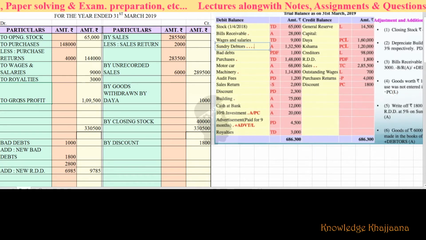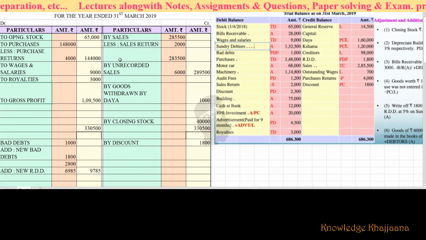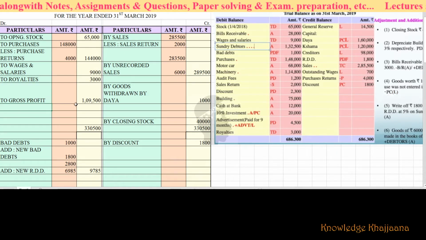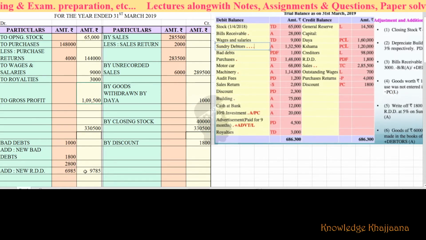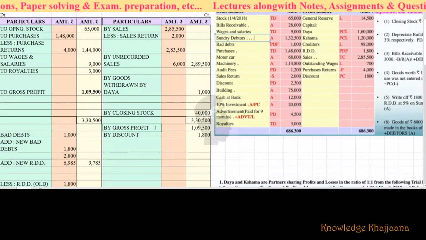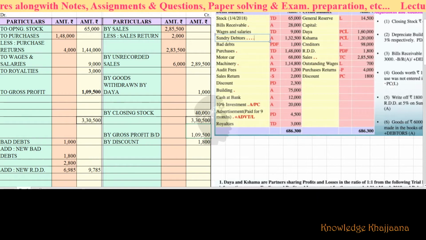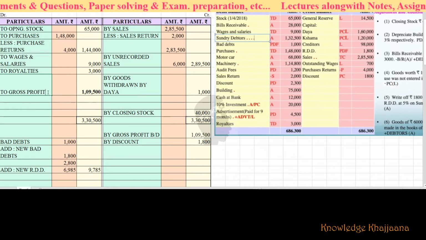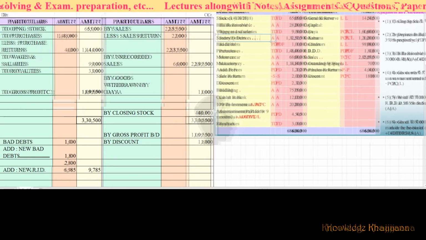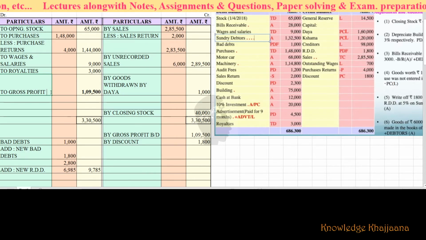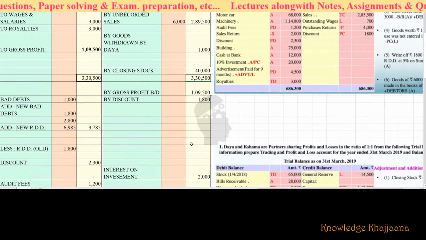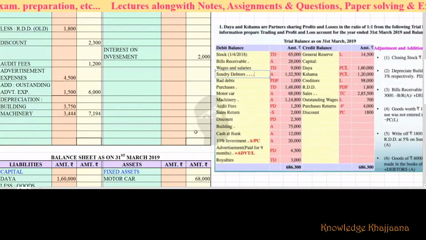This is the gross profit, which is the difference between the credit side and the debit side. Then what is the process? We write gross profit brought down. It is 1,09,500. Here gross profit 1,09,500. And what is there on the right side? We'll do the total.